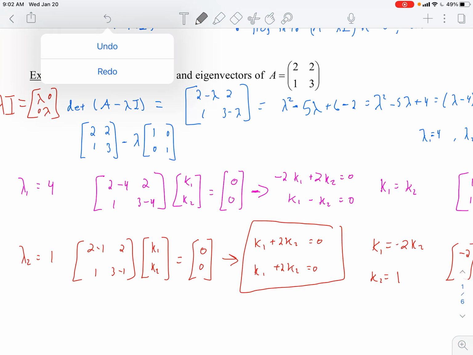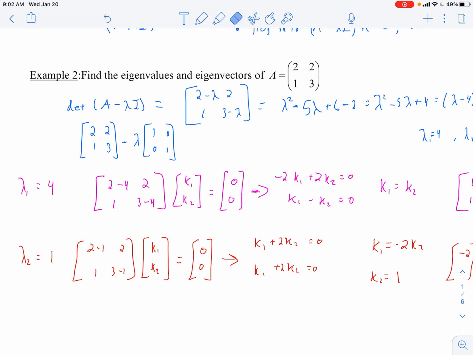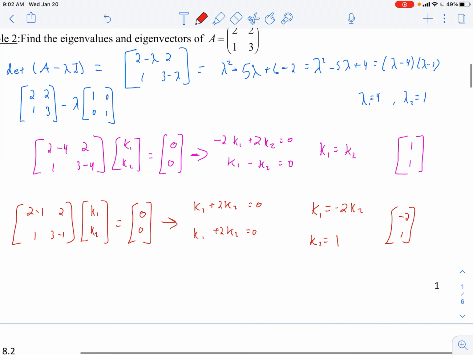Hold on, I went too far. All right, because I don't know why I boxed that up. All right, so we solve this system. You should know how to solve systems of equations. You've worked on that since Algebra 1. So you should know how to do that.